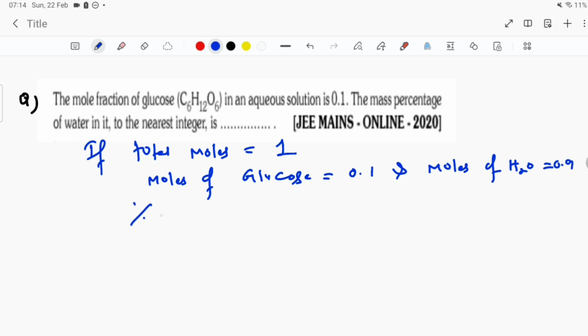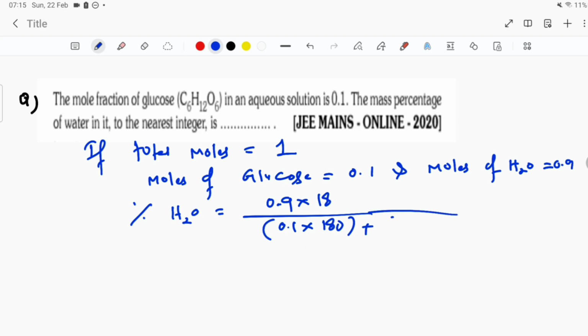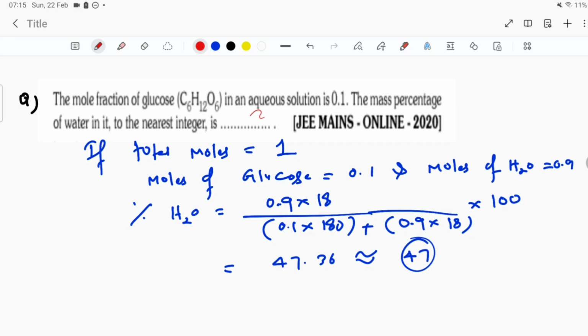So then percentage of mass of H2O, easy now. Mass of H2O: 0.9 moles, if you multiply with molecular weight you will get the weight of H2O. 0.1 moles of glucose, its molecular weight is 180, plus 0.9 into 18, where 18 is the molecular weight of water, into 100. You get 47.36%. So nearest integer you can take 47. So the answer is 47.